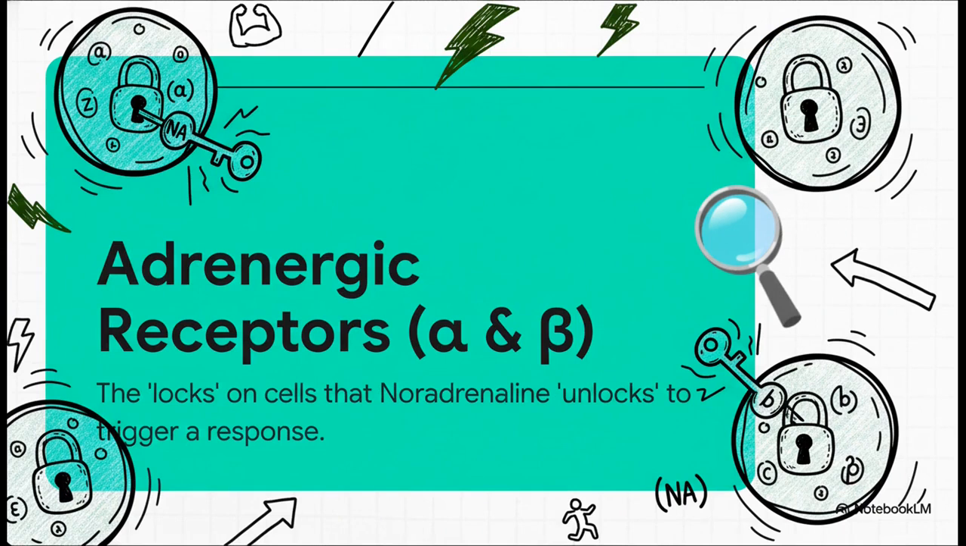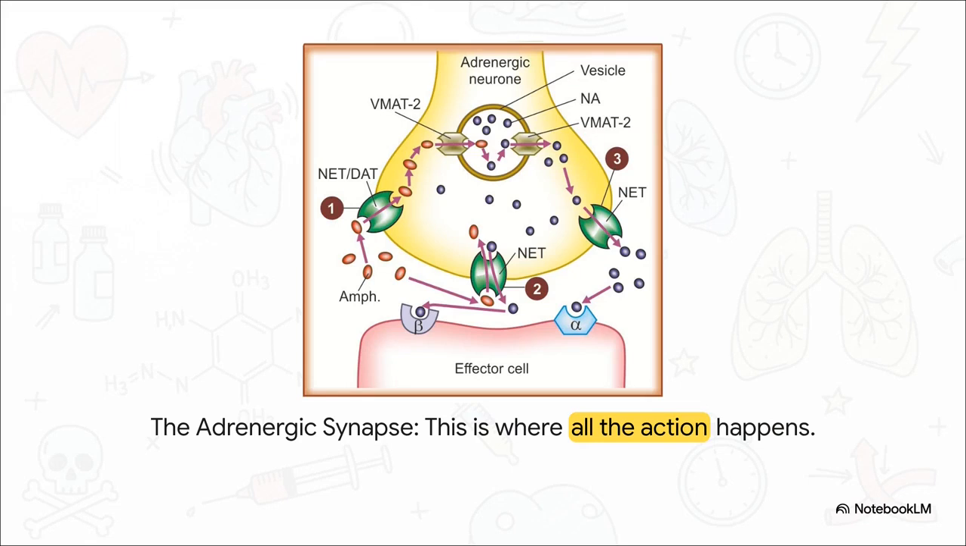Now, NA can't do its job all on its own. It needs to connect with something on the surface of our cells. You can think of them like locks on a door. We call them adrenergic receptors, and they come in two main families, alpha and beta. So when NA, which is the key, fits into these alpha or beta locks, it unlocks all the effects we associate with fight or flight. Simple as that.